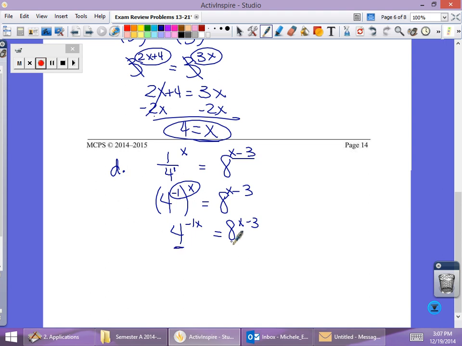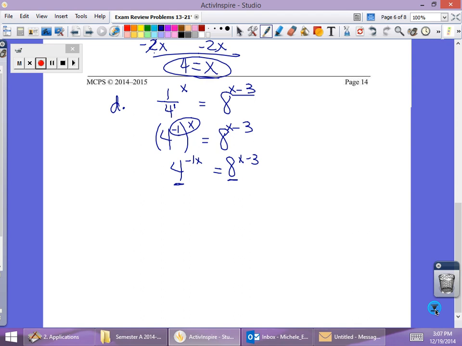Now what I notice is that 4 and 8 can both be rewritten as a base of 2. So rewriting the 4, that will be 2 squared, and I bring down the negative 1x exponent. 8 can be rewritten as 2 to the 3rd, and I bring down the x minus 3 exponent. And then once again, I can multiply my exponents together.